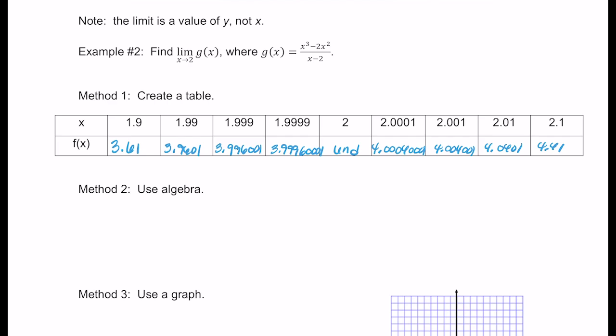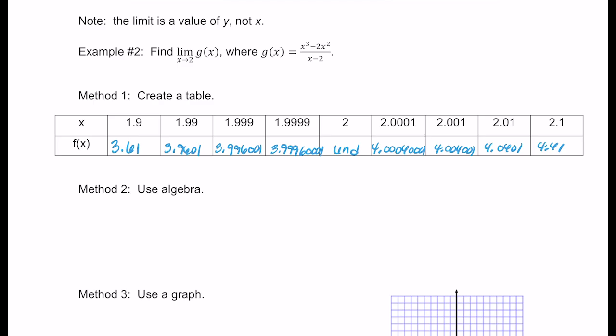So the table suggests that the limit as x approaches 2 of g of x would equal what number? So from either side, as I approach 2 from the left or I approach 2 from the right, it appears that the limit is going to equal 4 because the numbers are getting closer and closer to 4, despite the fact that g of x doesn't exist at x equals 2, because it would make the function undefined.